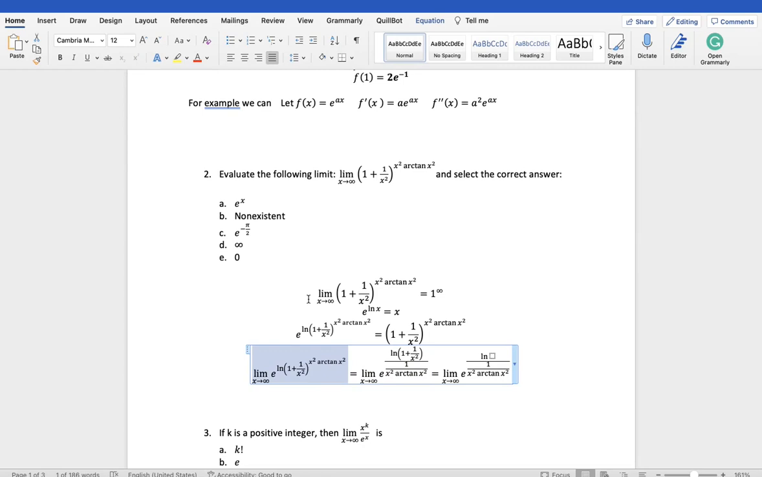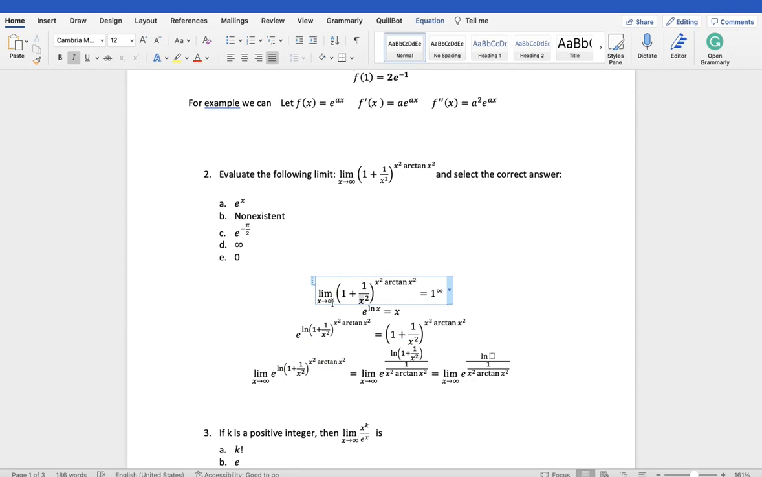Okay. So the original question that we are given is to find the limit as x tends to infinity of (1 + 1/x^2)^(x^2) multiplied by arctan(x^2), right?